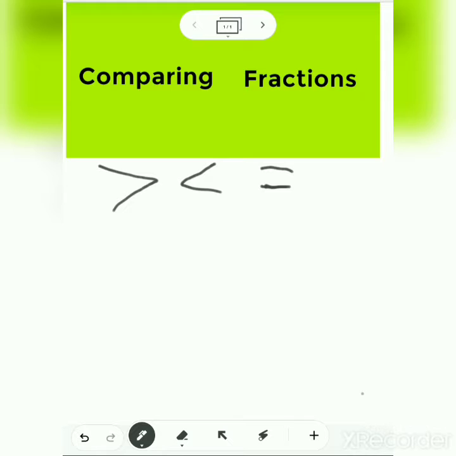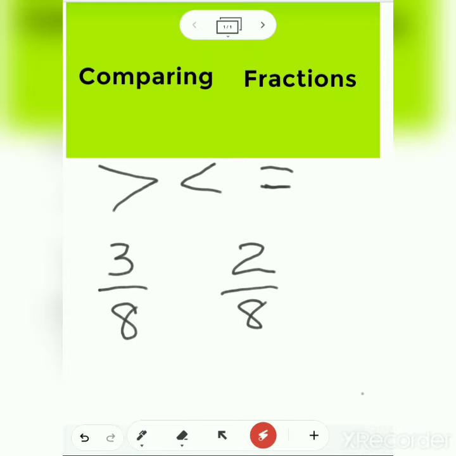So we are going to compare fractions today. So let's get straight into it. So our first fraction that we are looking at is 3/8 and 2/8. So we're looking at these two pair of fractions.